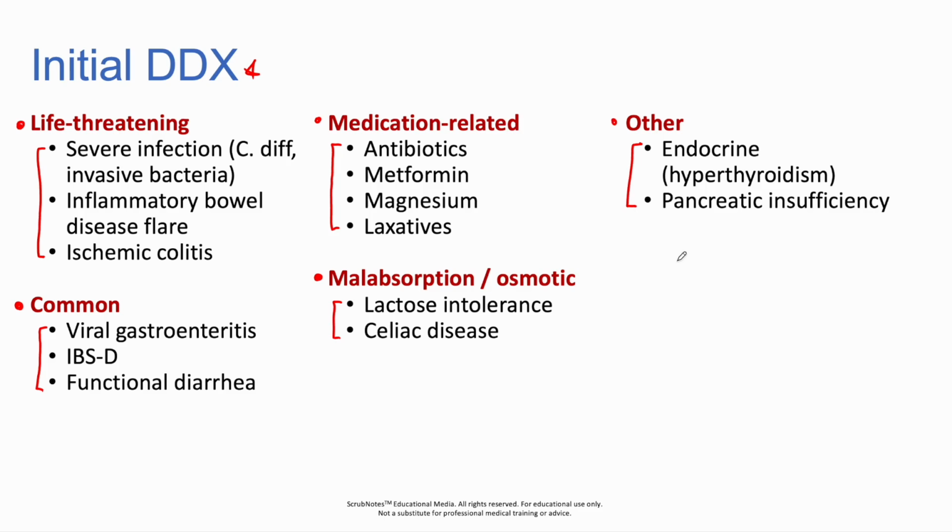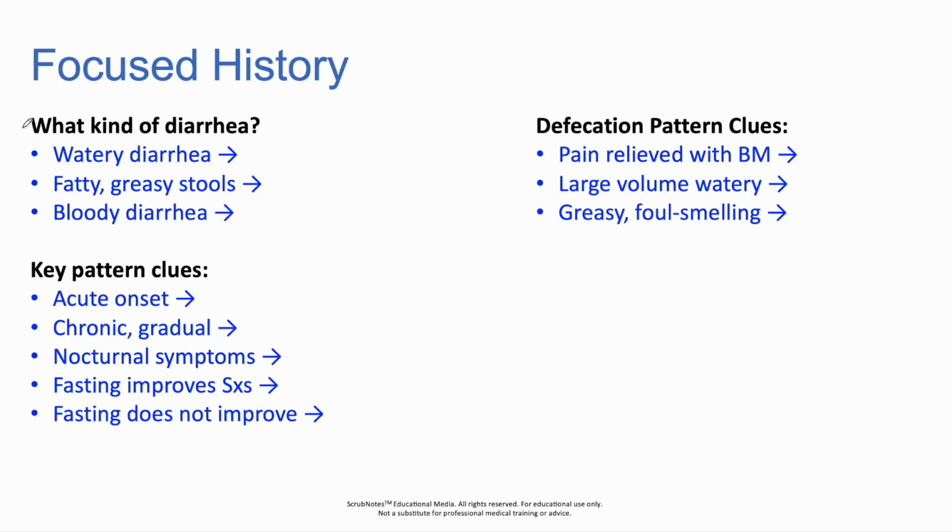And we can do that by asking focused history questions. So here are some general focused history questions I like to ask. First, I want to understand what kind of diarrhea they're having. Is it watery? That tells me it could be more secretory or osmotic. If it's fatty, greasy stools, I'm thinking more of a malabsorption issue. And if it's bloody, I'm thinking more of an inflammatory cause.